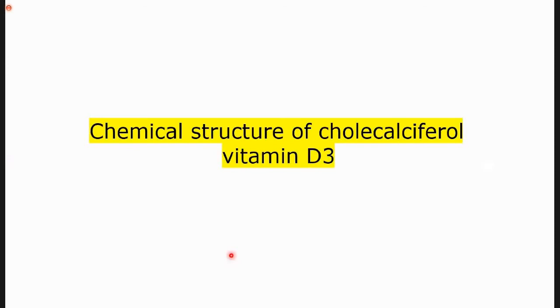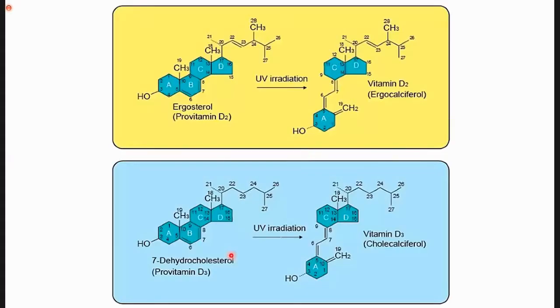In the blue box, as you can see, we have 7-dehydrocholesterol, which is the precursor for vitamin D3, which is cholecalciferol. So 7-dehydrocholesterol is a precursor. The UV radiation falls on our skin, and 7-dehydrocholesterol is converted into vitamin D3, which is cholecalciferol. Whereas ergosterol and ergocalciferol are present in the plant sources.